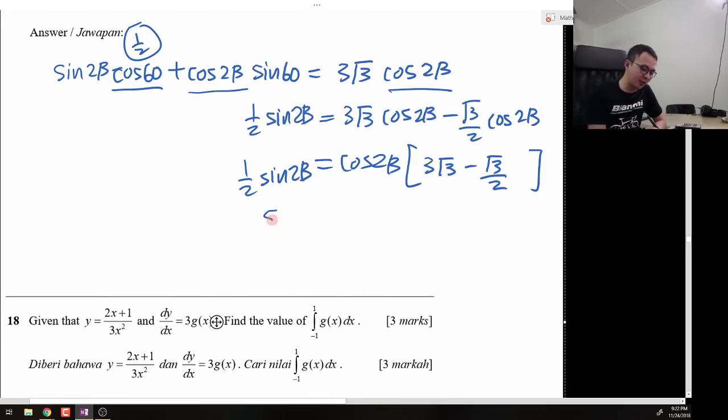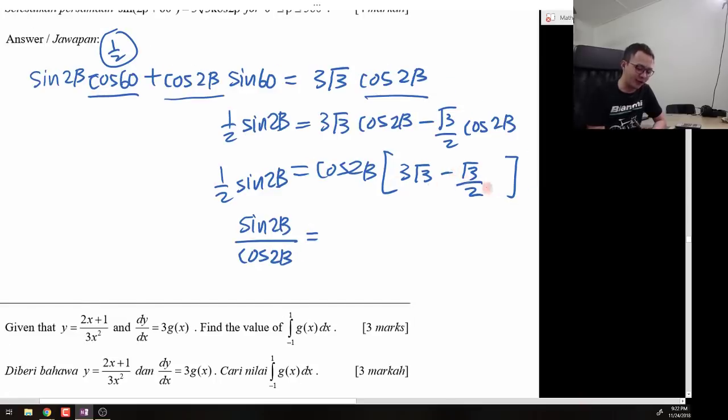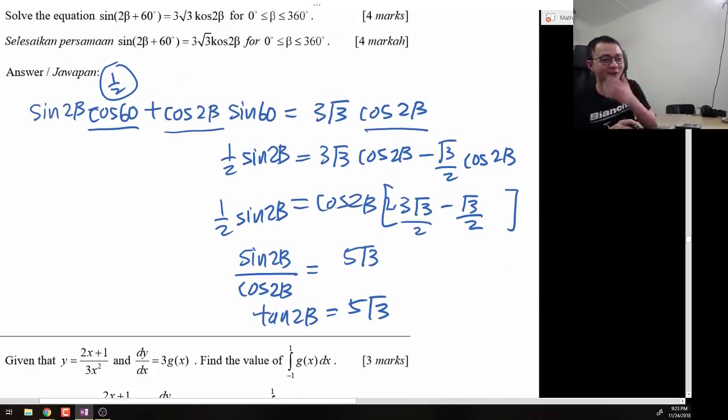Alright, so I'm going to move the cos 2 beta to here to make it tangent later. And here I will need to solve it. If I make it 2 here, I times 2 here, 6. 6 minus 1, I got 5. So this one should be 5 root 3 over 2 multiply 2. Simplify, should be 5 root 3 only. Alright, so tangent 2 beta equals 5 root 3. So far so good. There's a lot of alpha beta here.